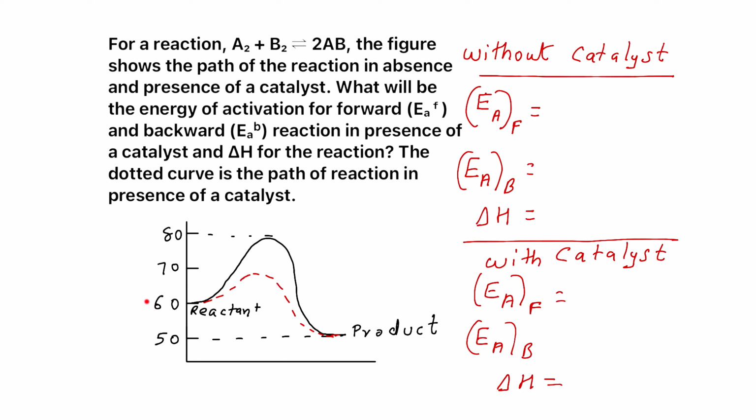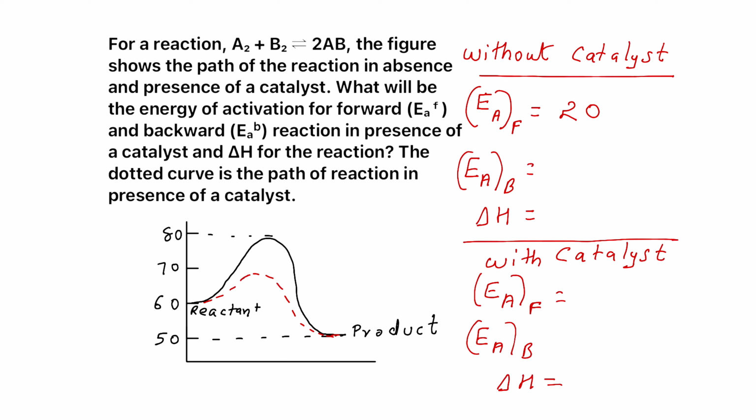What is the initial energy of reactant? 60. What is the peak value? 80. So 80 minus 60, peak value minus initial energy of the reactant, will give you the activation energy. So 20. Clear, right? Don't write 80 as answer, that is wrong. The answer is peak value minus initial energy of the reactant.